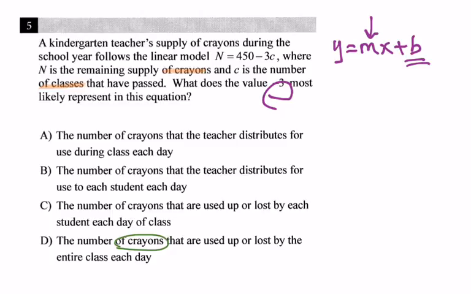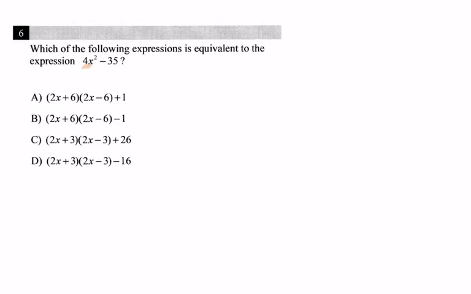All right. So when you look at choice D, number of crayons that are used up or lost, whatever their reasoning might have been, by the entire class. Therefore, choice D becomes the answer. Comparison between those two.